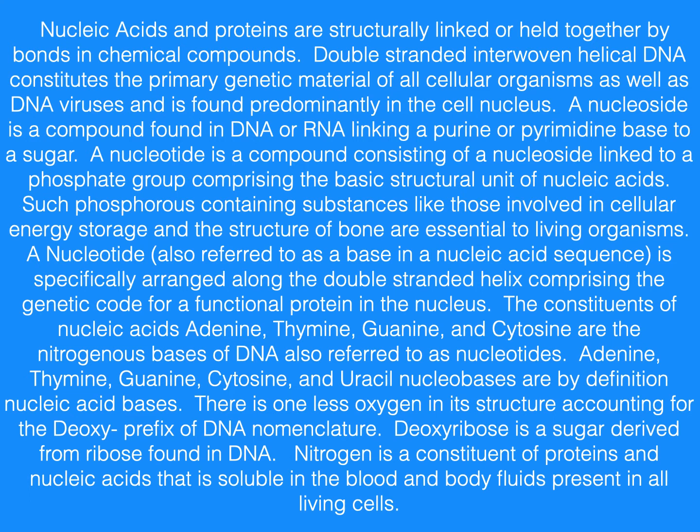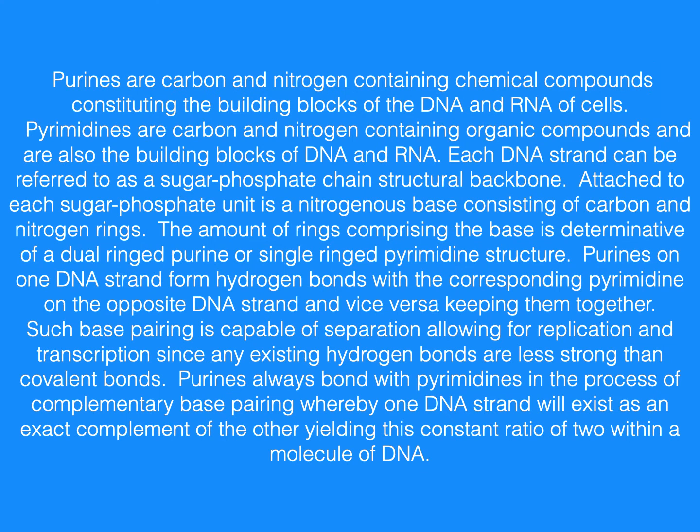Nitrogen is a constituent of proteins and nucleic acids that is soluble in the blood and body fluids present in all living cells. Purines are carbon and nitrogen containing chemical compounds constituting the building blocks of the DNA and RNA of cells. Pyrimidines are carbon and nitrogen containing organic compounds and are also the building blocks of DNA and RNA.